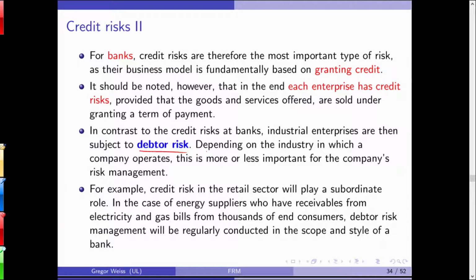Again, this is also true for industrial firms. The only difference is this: they don't give out loans, they sell products, but in the end the result is the same. They have receivables and they have to wait for their money, and usually they will not wait so long to get their repayment, but only, say, 1 or 2 or 3 months. So we have credit risk in the retail sector, in the energy sector, and it still very much depends on the nature of the business you're doing.